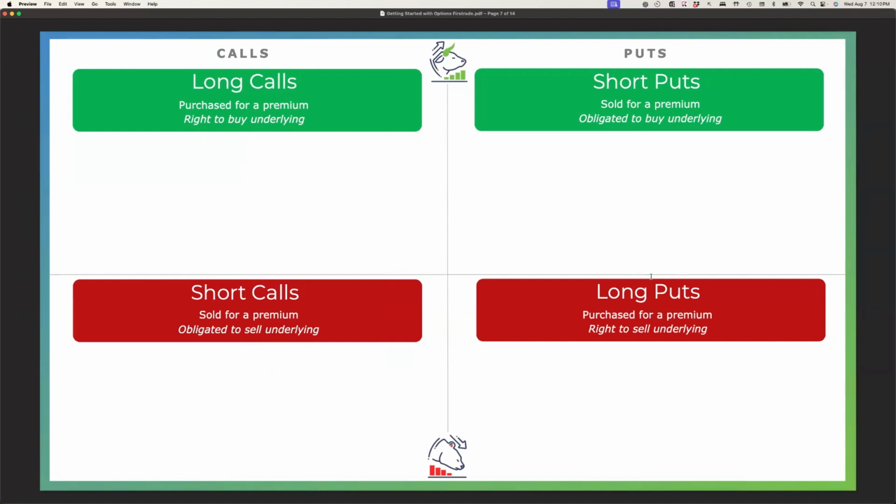When you're buying a put, you have the right to sell. And who are you selling to? You're selling to the seller of that put option, who has the obligation to buy from you. Okay, so those are the 4 basic option contracts that you can potentially enter.